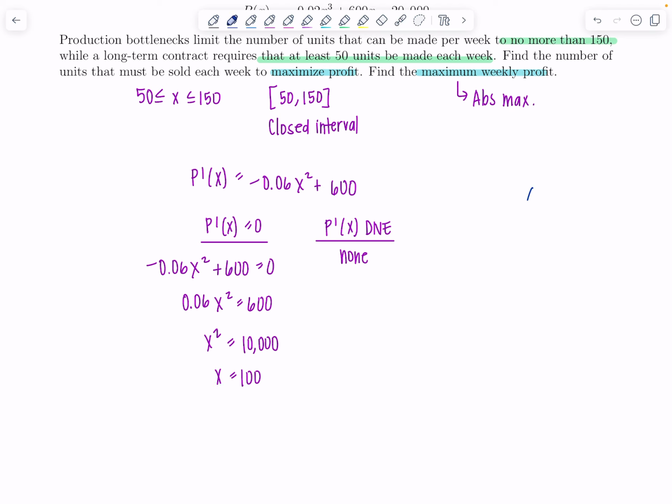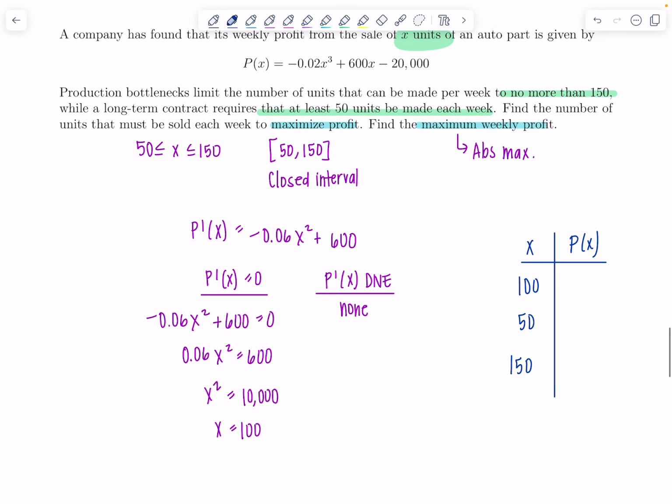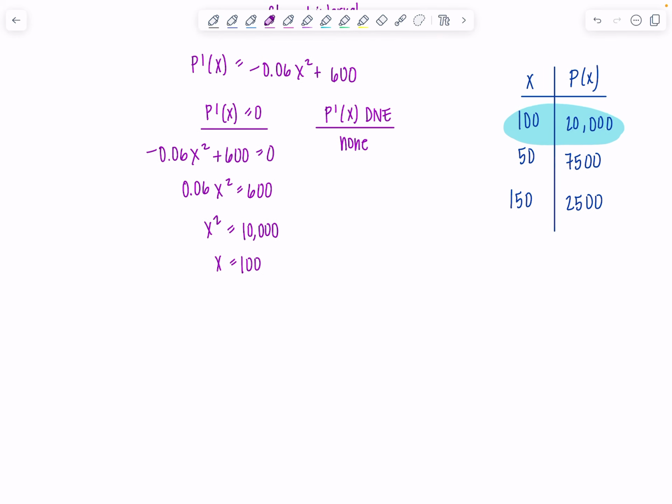So now we're going to compare the profit values. So we have P of x, not f of x this time, be careful. So I'm putting 100 and then also the endpoints, 50 and 150. Again, I'm so kind, I plugged it in for you. So if you make 100 units, the profit is 20,000. If you make 50 units, the profit's 7,500. And at 150, it's 2,500. So all we want is the absolute max. We don't care about the absolute min. And here it is. So our critical number indeed yielded the absolute max profit.